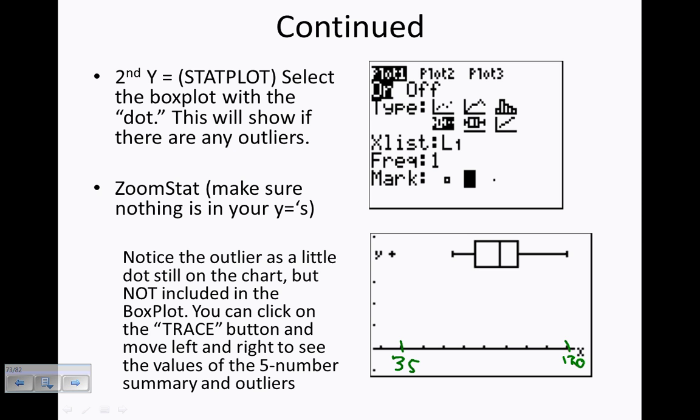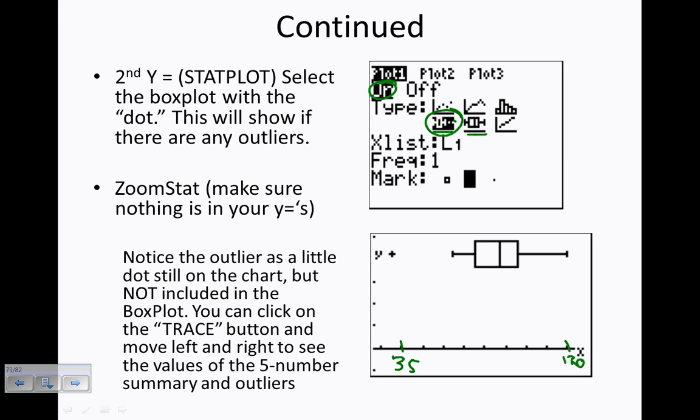So if I wanted to see it in the calculator only, I'm going to go to second y equals, which is the stat plot. We're going to turn it on, and then you have choices for your box plots. This one right here with these dots, say I want to see if there's any outliers. That's the one I would always pick. So then I'm going to zoom stat. Make sure there's nothing else in your other y equals, or you're going to get all kinds of weird stuff going on. So after I zoom stat, this is what I came up with.